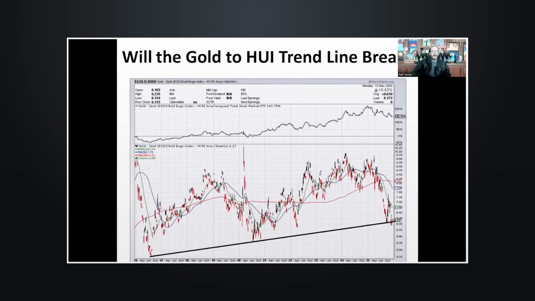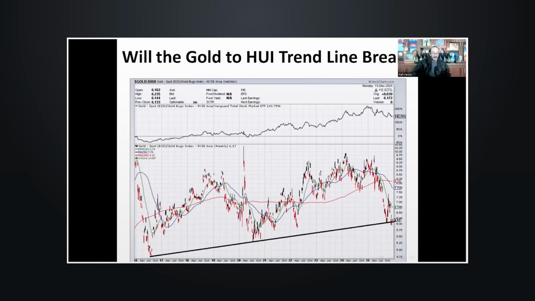When will the gold to HUI trend line break? So this is talking about gold stocks. It also applies to silver stocks. Gold stocks and silver stocks have been performing very well, but not really that well historically because the gold to HUI ratio is still very elevated. We're at the final support zone. The higher this is, the less valuable gold and silver stocks are relative to the metals that they mine. So higher means bad, lower means good.